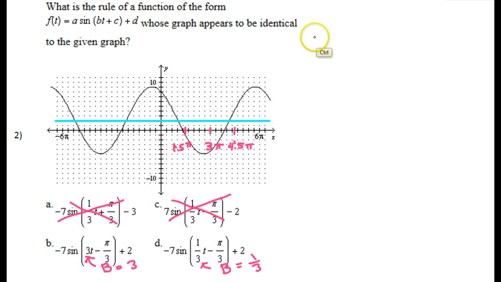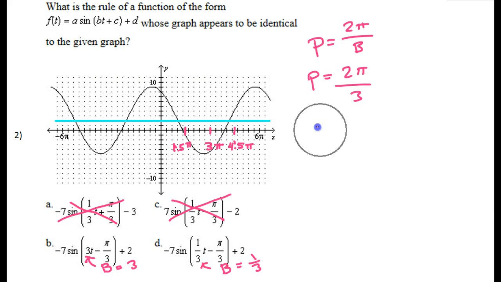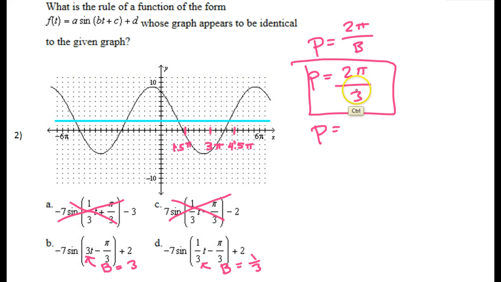So the period is going to be 2 pi divided by the B value. So for this first option, that would give me a period of 2 pi divided by 3. So that would be a period of 2/3 pi. Well, basically it's right here. That's less than 1 pi.